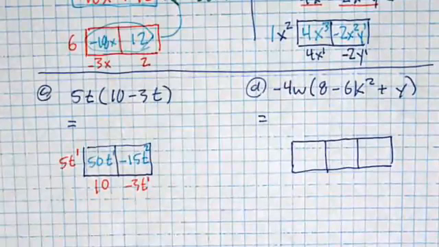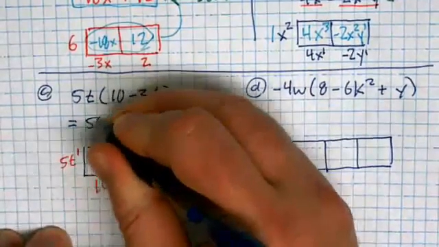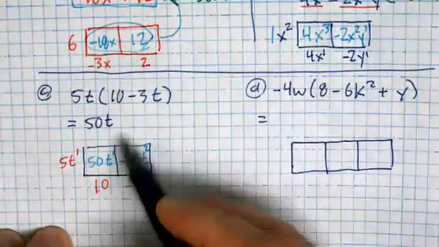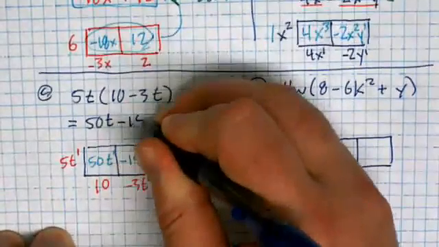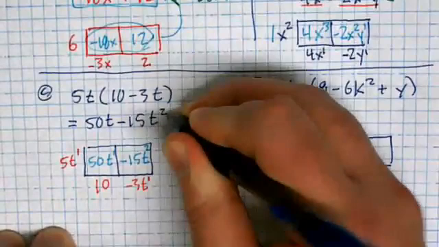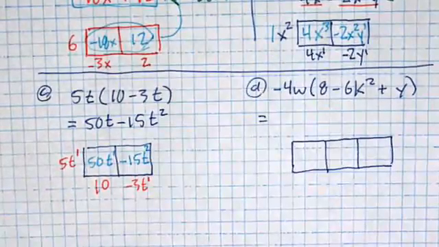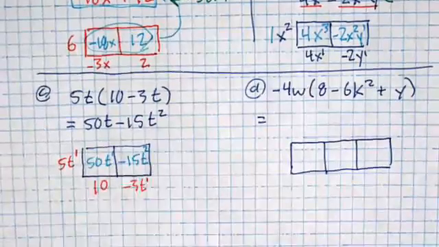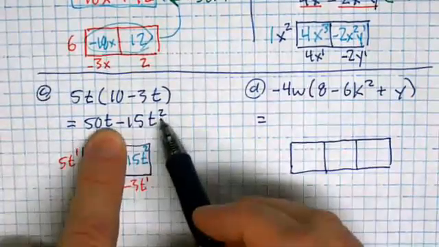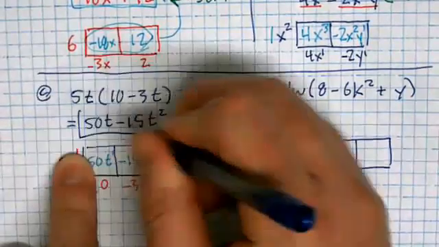So my final answer, my sum would be 50t to the first. I'm not going to write the 1 in my final answer. And then minus 15t to the second. And I know some of you might be tempted to combine those together, but why can we not combine them together? Because the exponents are different. And again, thank you for that question. So exponents do not match, so we cannot combine them. So that's it. That's our final answer there.